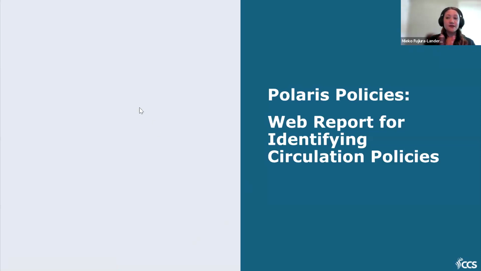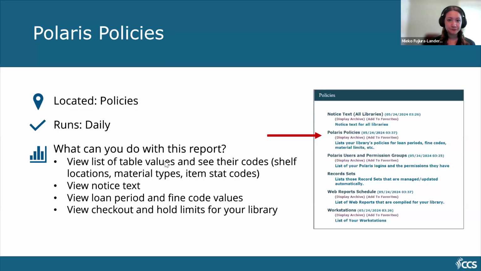Cool. So next, we're going to look at the Polaris policies report. This is the report you will use if you want to identify or check on circulation policies, things like your loan periods, your fine codes, your checkout limits. Plus, there's some other useful database info in there. This report is also located in the policies section of web reports, and it runs daily.